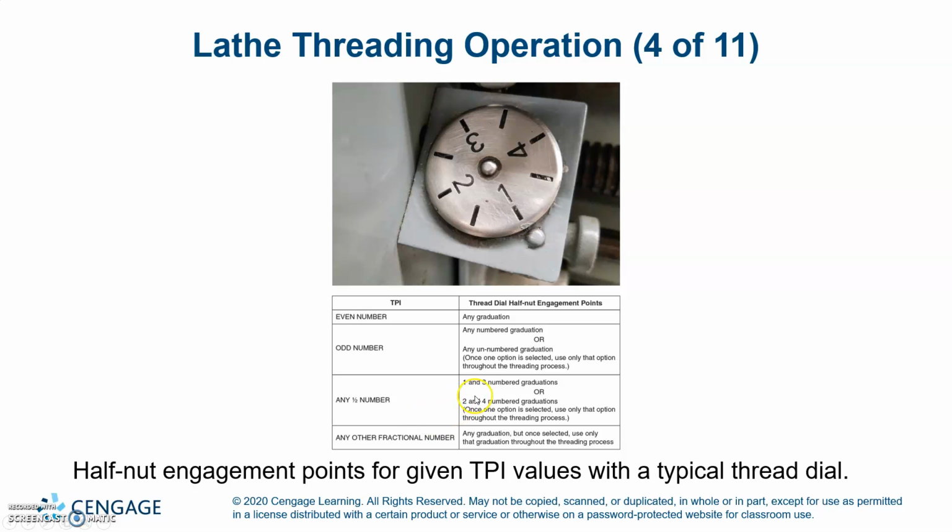Any half number, 1 and 3 numbered graduations, or 2 and 4 numbered graduations, and use that one after you do the first one. Any other fractional number, any graduation, but once selected, use only that graduation through the threading process.